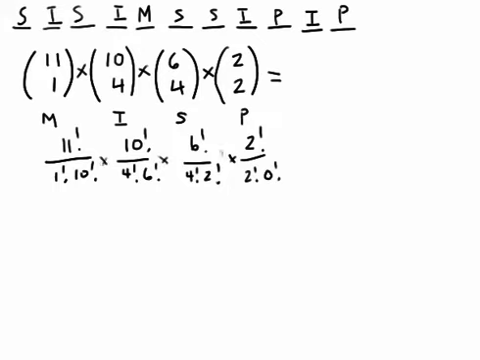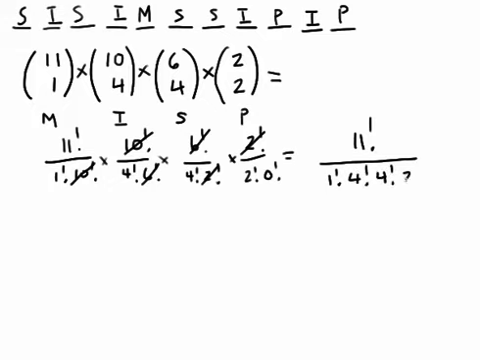Now let's multiply those together. And what happens? Well, the 10 factorial in the denominator cancels the 10 factorial in the numerator. The 6 factorial cancels the 6 factorial. And this 2 factorial cancels this 2 factorial. And we are left with 11 factorial divided by 1 factorial, 4 factorial, 4 factorial, 2 factorial.